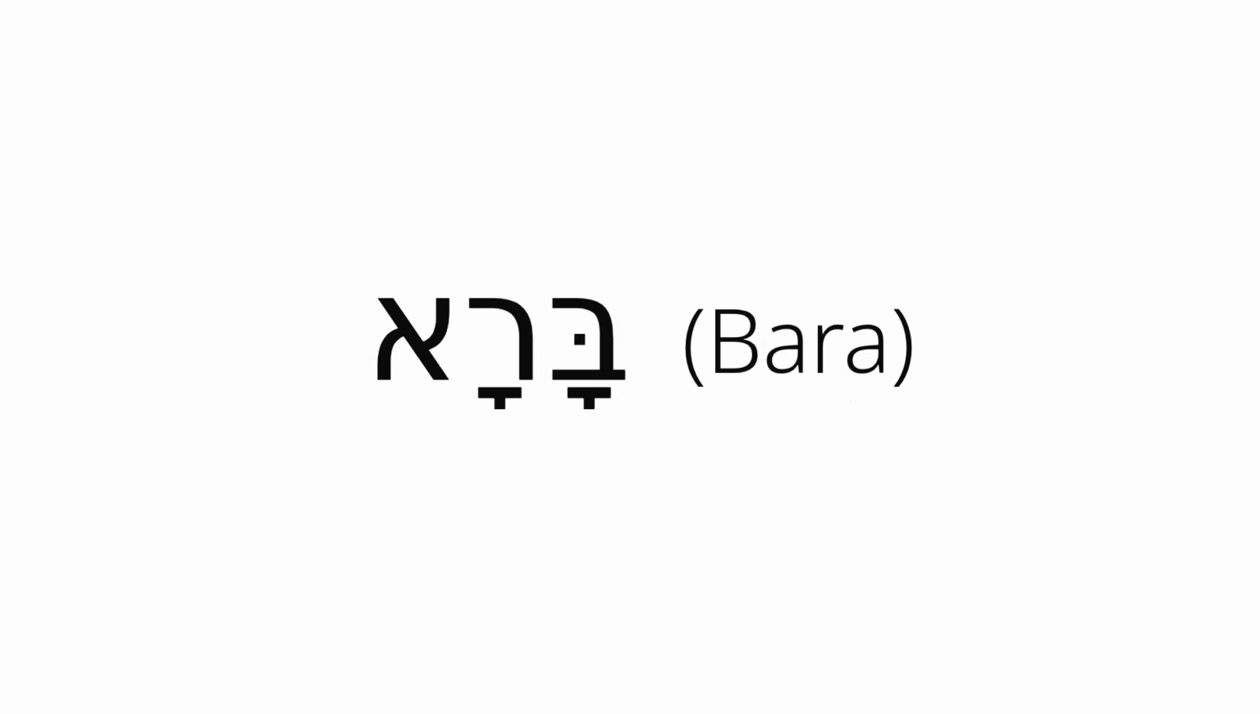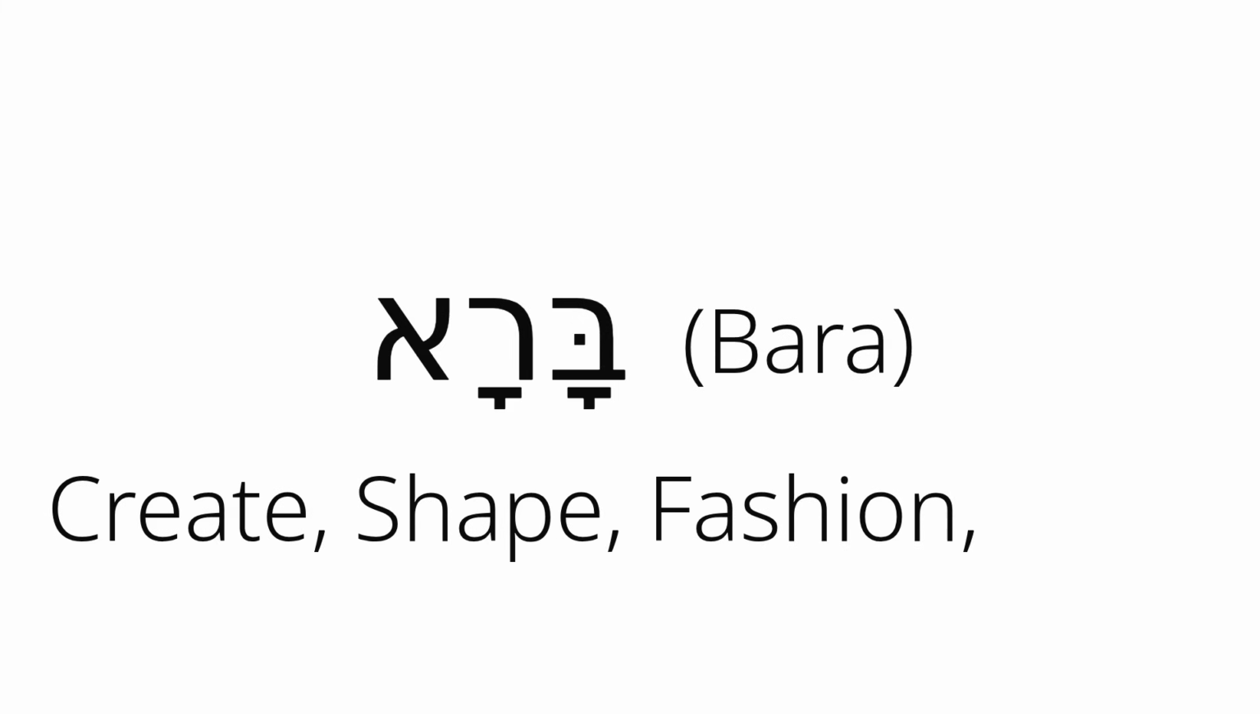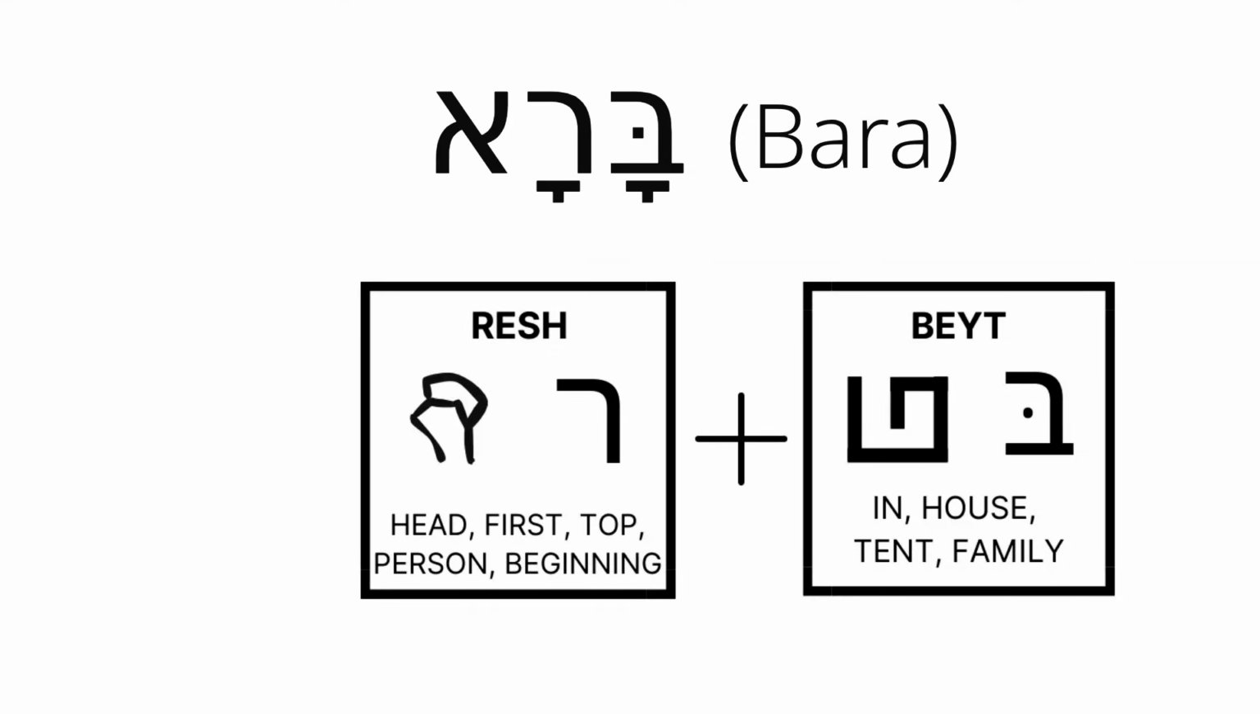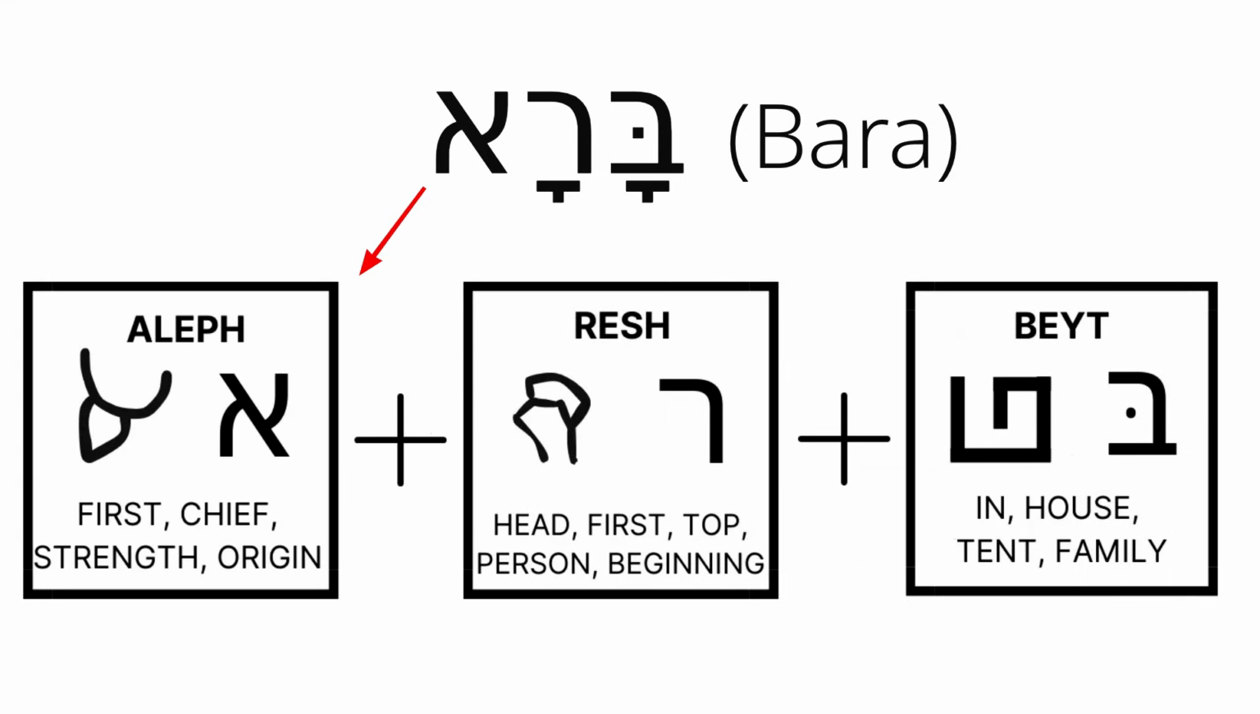Time for some mental stretching. The last word in this lesson that I want to introduce you to is the word bara, which is translated into English as create, shape, fashion, or form. Let's look at each letter that makes up this word, starting with the Beyt. Beyt means house and inn. The resh holds the meaning of head, top, beginning, and first. The Aleph, as you know, is the strength, power, the leader, and the origin.